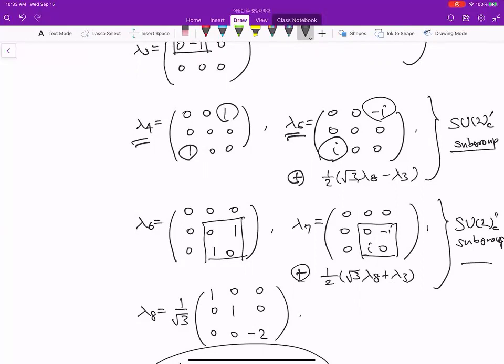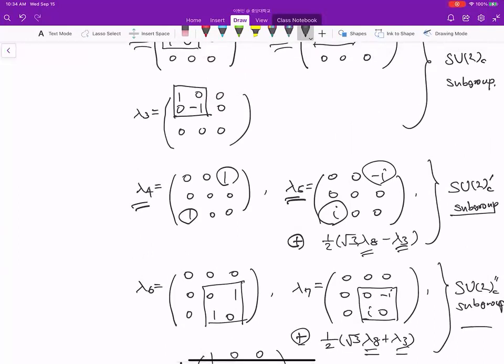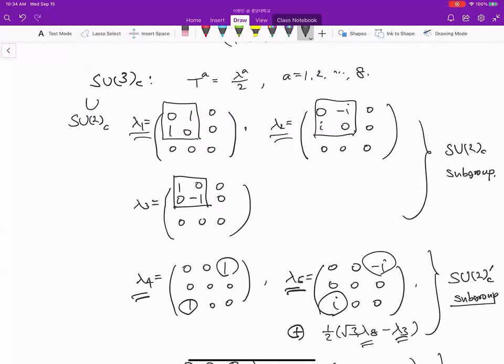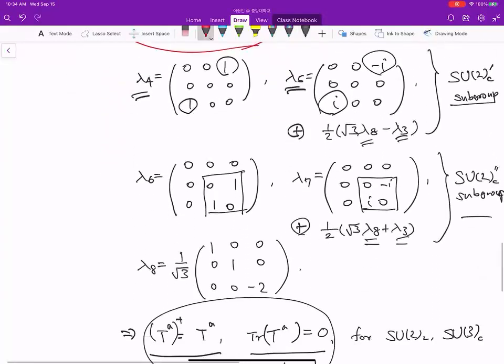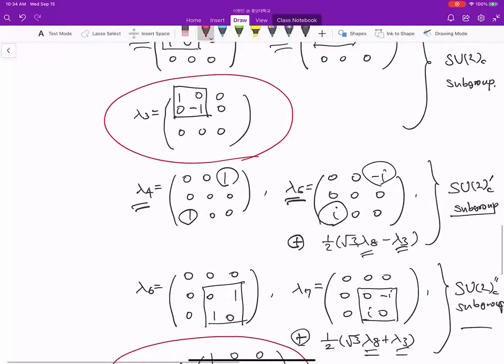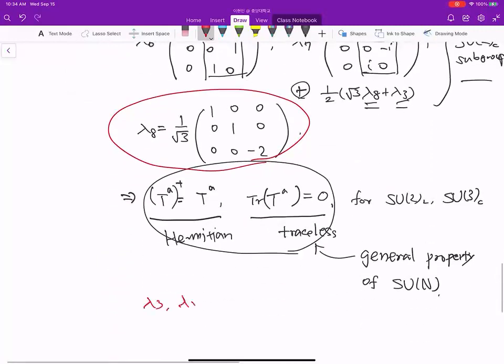So in group theory, why are lambda 3 and lambda 8 important? Because they are diagonal. Other matrices are not diagonalized, but this one is diagonal: 1, -1, 0, right? And lambda 8 is 1, 1, -2. Because of that, lambda 3 is in the so-called Cartan subgroup.